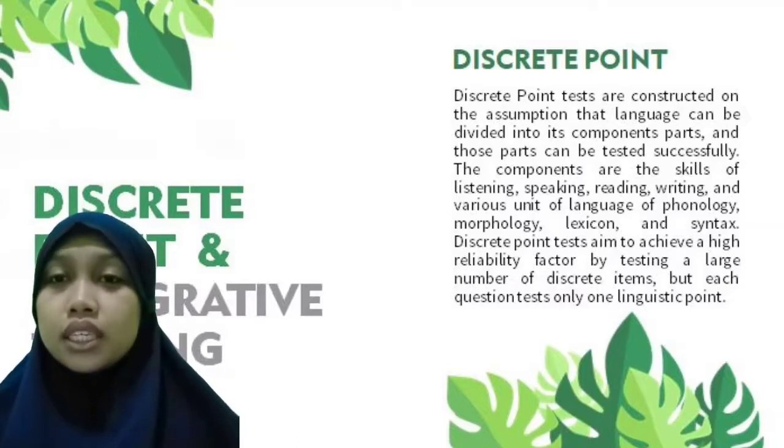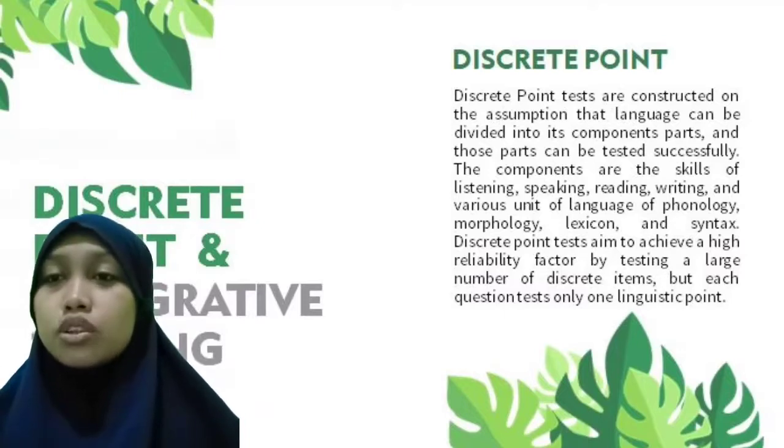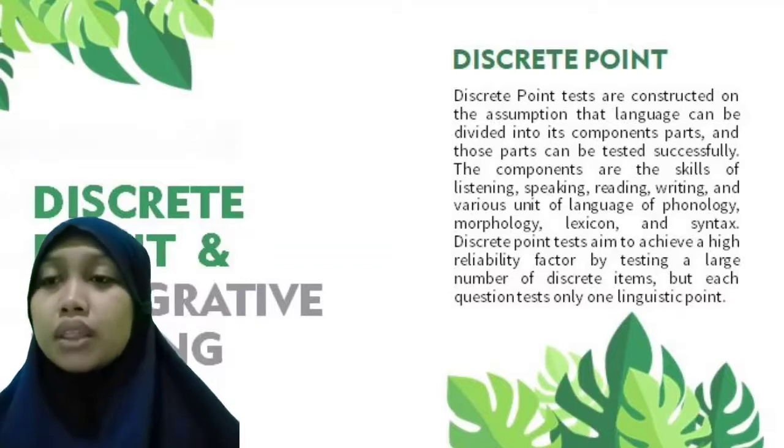Discrete point tests are constructed on the assumption that language can be divided into its component parts, and those parts can be tested successfully. The components are the skills of listening, speaking, reading, writing, and various units of language of phonology, morphology, lexicon, and syntax. Discrete point tests aim to achieve a high reliability factor by testing a large number of discrete items, but each question tests only one linguistic point.